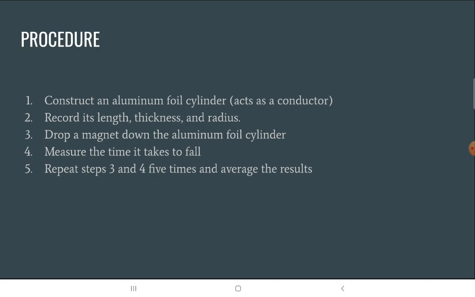So the procedure: I constructed an aluminum foil cylinder, which was going to act as the conductor, and then I recorded its length, thickness, and radius, and then dropped a magnet down that aluminum foil cylinder. I took a video of the process to record the timestamps when it first entered and exited to measure the time it took to fall, and then I repeated that 5 times to get the average of my results.